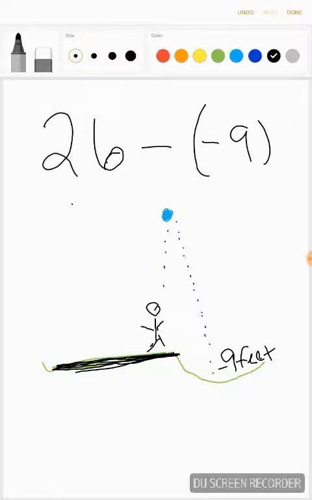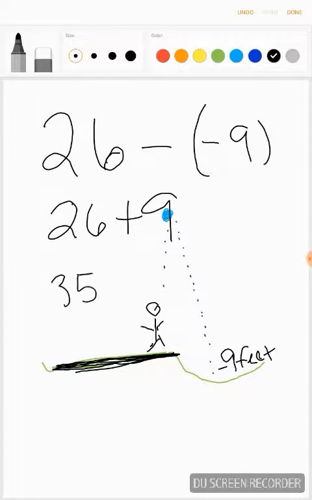All right. So now if we are subtracting, our integer rules are keep, change, change. So we're going to keep the 26. We're going to change this subtraction to an addition. And we're going to change that negative to now a positive. So now we just add. So 26 plus 9 is going to give us 35 feet.